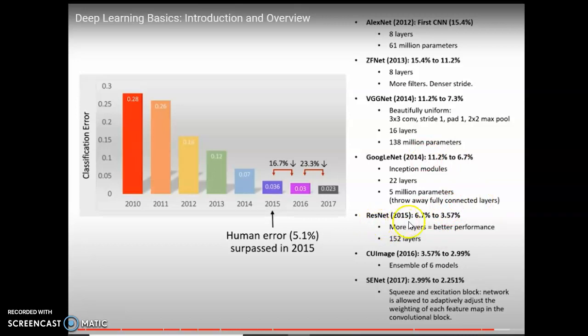ResNet, 2015: 6.7% to 3.57%, more layers, better performance, 152 layers. In 2016, 3.57% to 2.99%, an ensemble of 6 models. SENet, 2017: 2.99% to 2.251%, with the squeeze and excitation block.